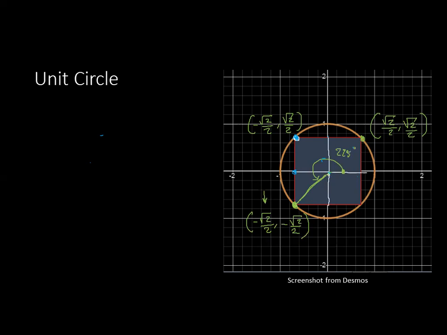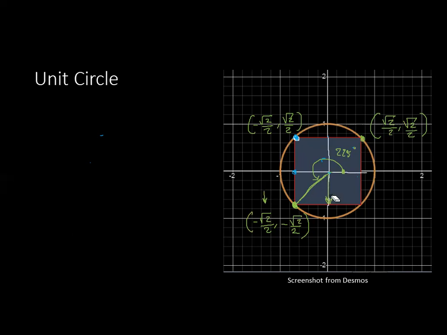Similarly, the distance between the center, or rather the origin, up to the point, vertically speaking, is also square root of 2 all over 2. But since it goes downward, vertically, it's negative.